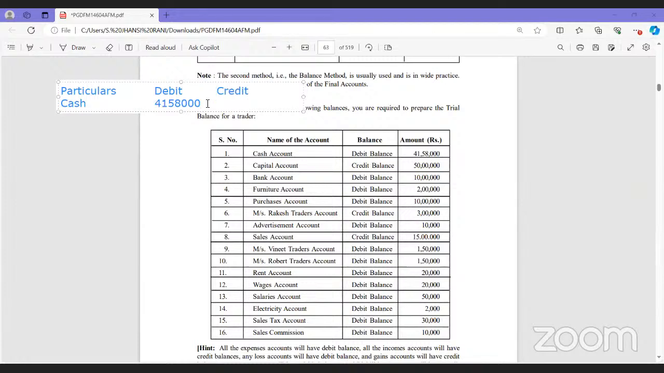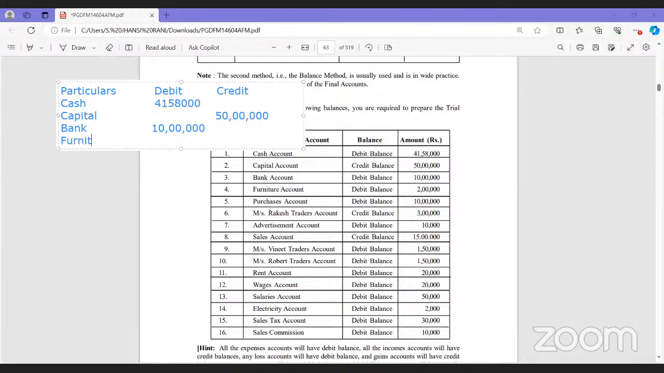Next, capital. They have given us credit, so I'll write in the credit column 50 lakhs. Next, we have bank account. Bank also shows a debit balance, so I'll write in the debit column 10 lakhs. Next, we have furniture. Furniture also shows a debit balance, so I'll write in the debit column. The amount is 2 lakhs.